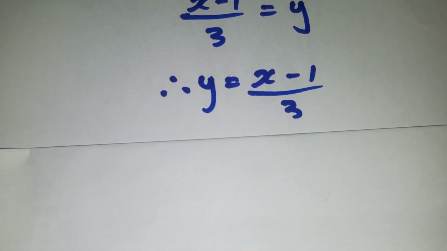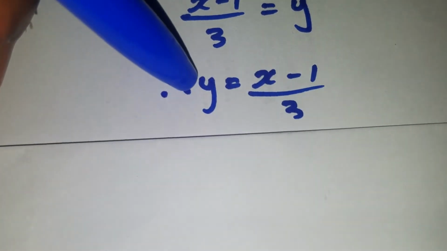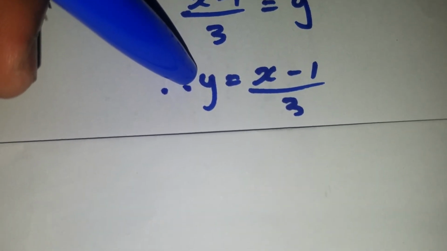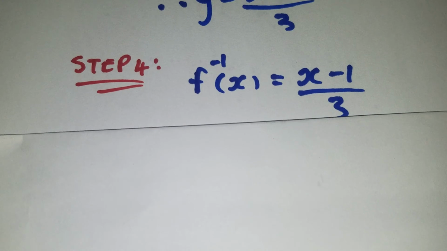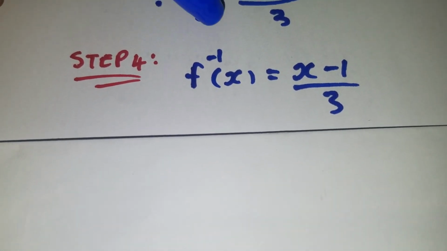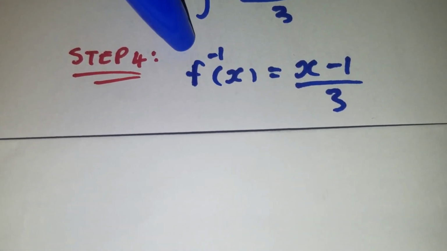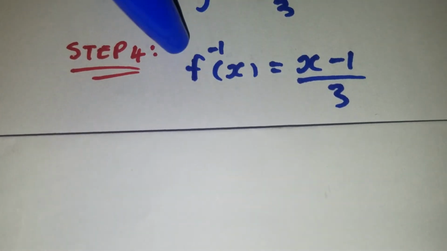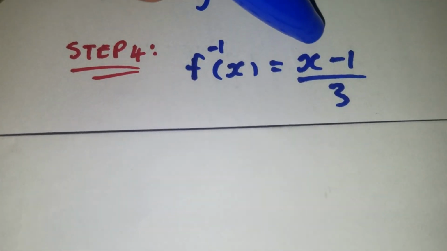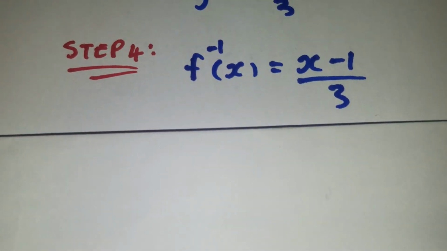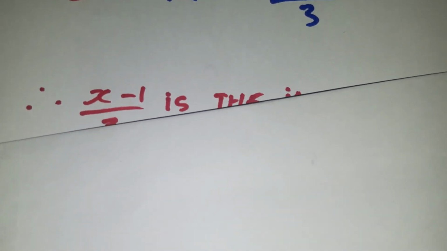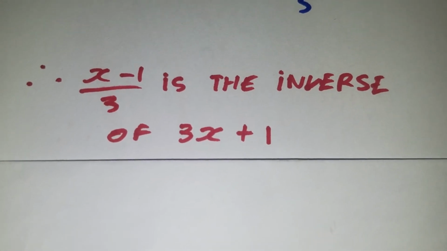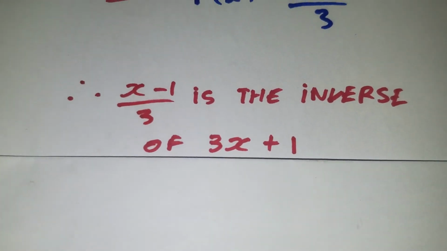Step 4 now, instead of writing y, we're going to write f inverse of x. So therefore, step 4 is just to rewrite y as the inverse notation. This is how you write inverse. f inverse of x is equal to x minus 1 over 3. So therefore, x minus 1 over 3 is the inverse of 3x plus 1.